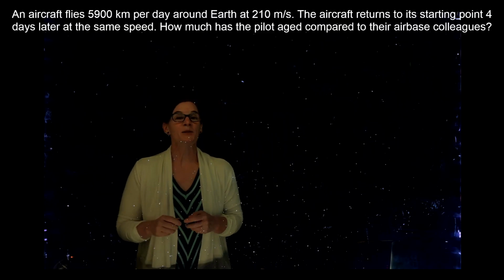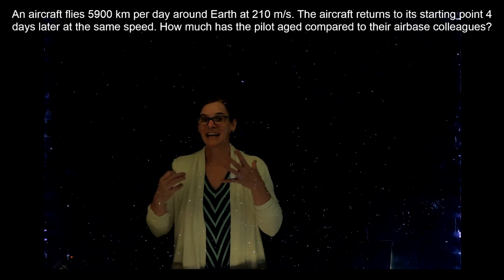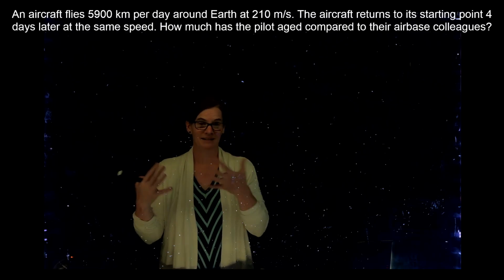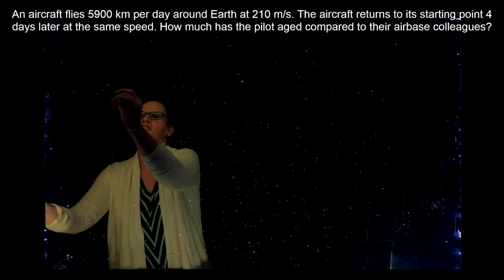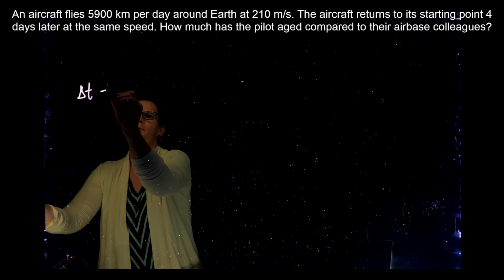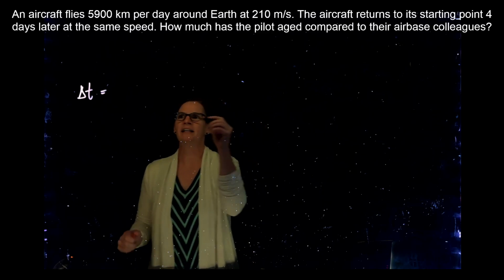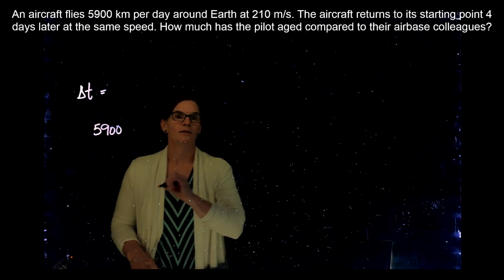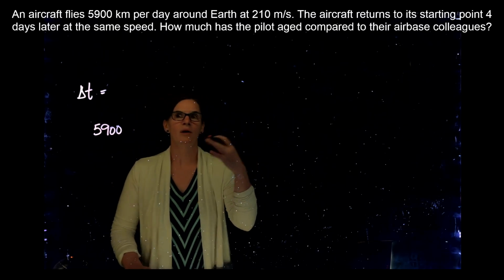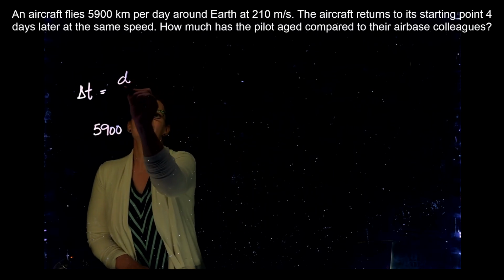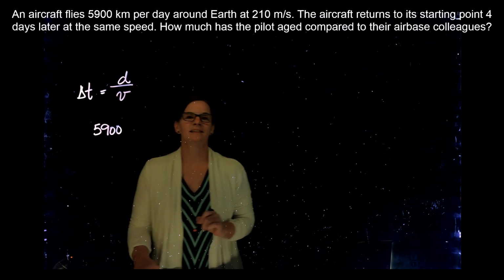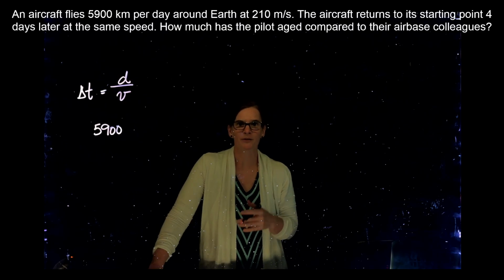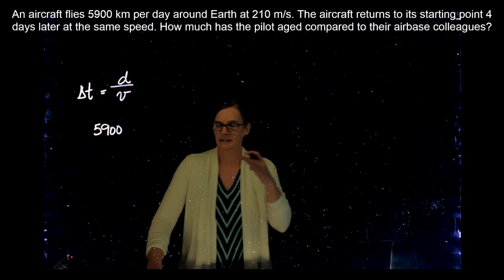So we know that the time that the observer on Earth is aging is going to be related to the fact that the airplane flies 5,900 kilometers in a day. So the distance divided by how fast that plane is going is how long it's going to take that plane to go around the Earth 4 times, or whatever that flight pattern is.